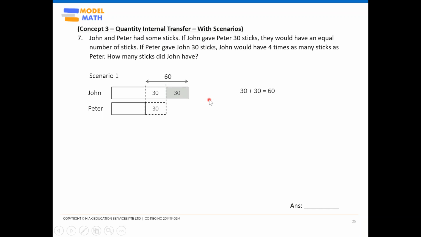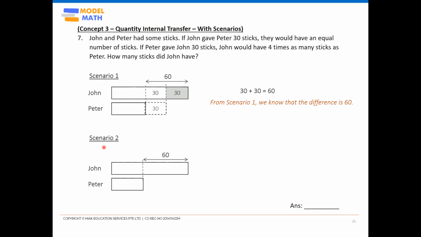Okay, so initially both boys have a difference of 60, which means that initially John has 60 more than Peter at first. You can think of it this way. John has 60 more than Peter at first. Okay, so the purpose of scenario 1, like I said, is to help us find the difference. Now, this difference would then lead us to helping us do for scenario 2. So we're going to go on to draw for scenario 2.